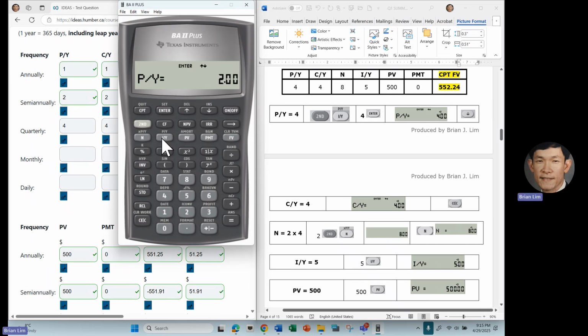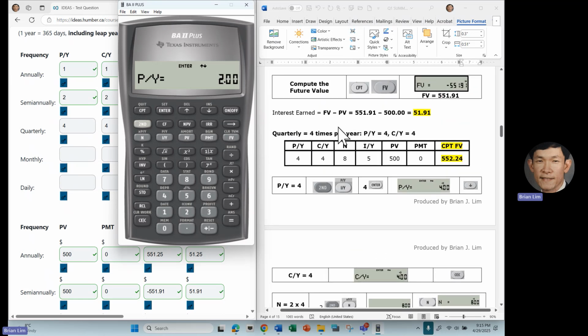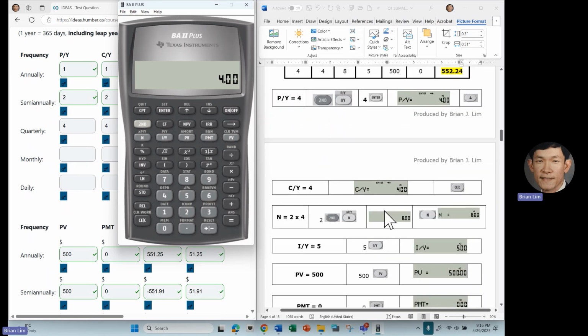So we go second IY, and now PY is 4, correct? So we go 4, enter, and then CY is also 4. We click the clear right there, correct? We go and we clear. And like I said, if you don't like seeing that 4 there, you can just clear it out of there.